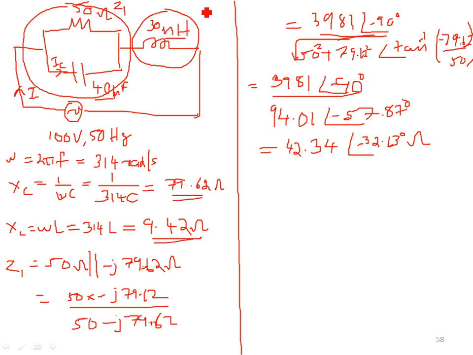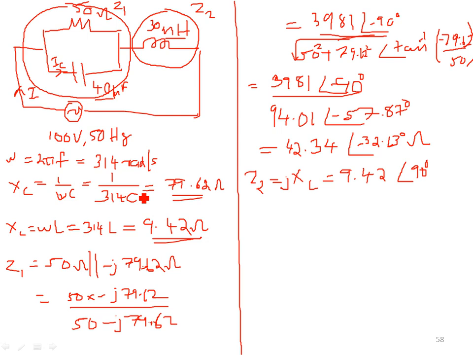What is Z2? Z2 is XL. Okay, Z2 is, you can write it as jXL. j means angle 90 degree. What is XL? 9.42. So you can write it as 9.42 and then angle 90 degree. Okay. Now, if you are performing the vector addition.